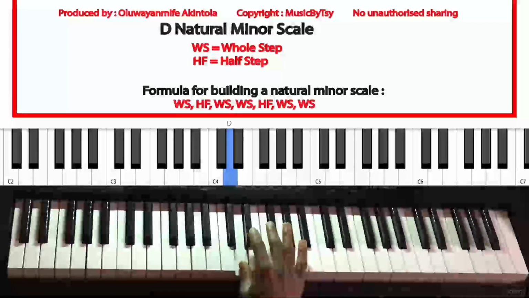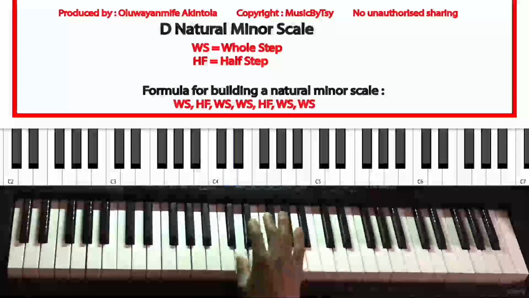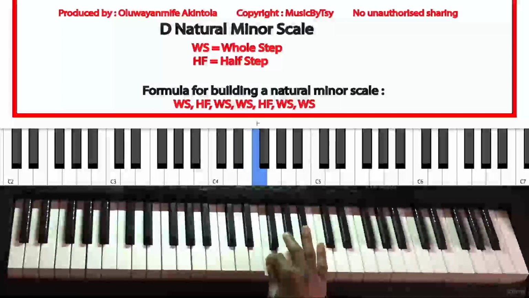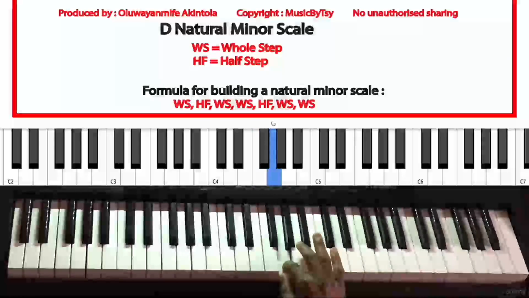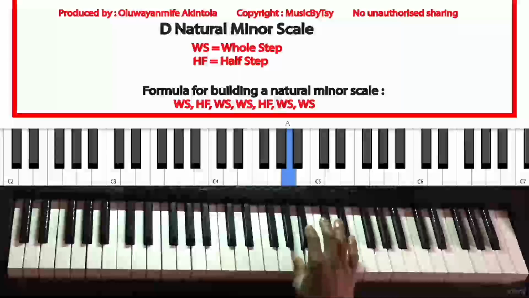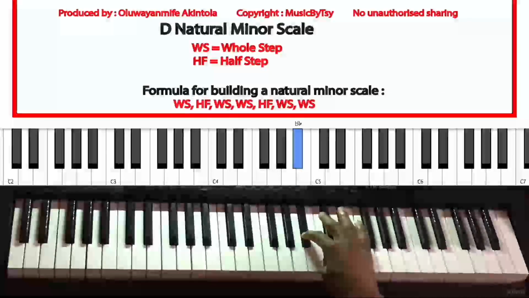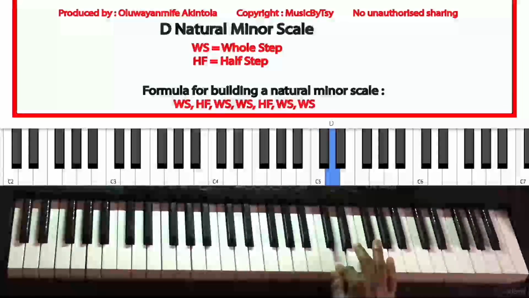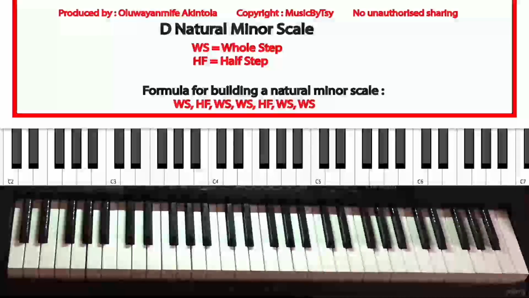So yeah, let's use the second method to figure out the D natural minor scale. We should get the same answer as we got using the first method. So using the formula, starting from the key of D, we're going to take a whole step, and then a half step, and then a whole step, and then a whole step, and then a half step, and then a whole step, and then a whole step. See that? We got the same answer as we did using the first method. So yeah, that is the D natural minor scale.